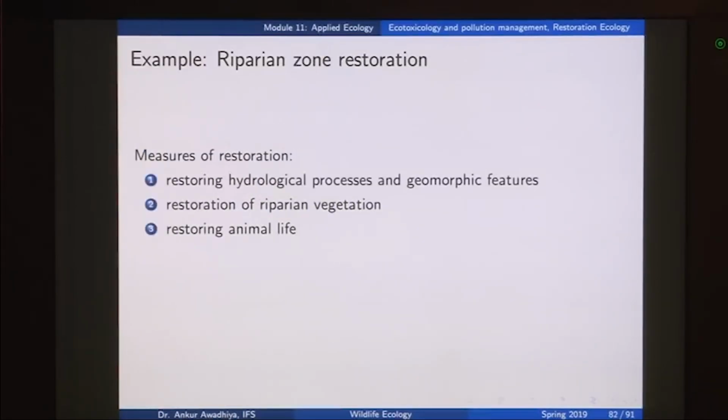Now, if there are these degrading activities, you can go for certain restorations. Now, these could involve restoring the hydrological processes and geomorphic features. So, if you have straightened up a stream, you could make it bent again. If you have a dam, you can create some avenues so that the animals are able to cross the dam. Or you could go for restoration of the riparian vegetation, which is the natural vegetation which is found on these river banks, or you could go for a restoration of the animal life. Now, these are some common ways in which we perform these restoration activities.